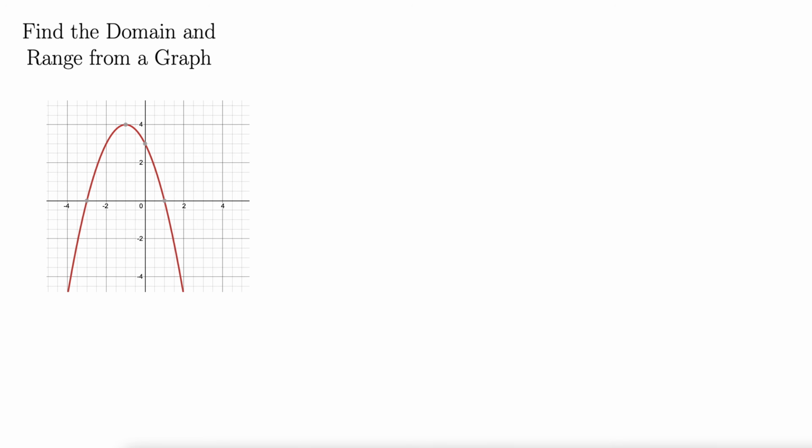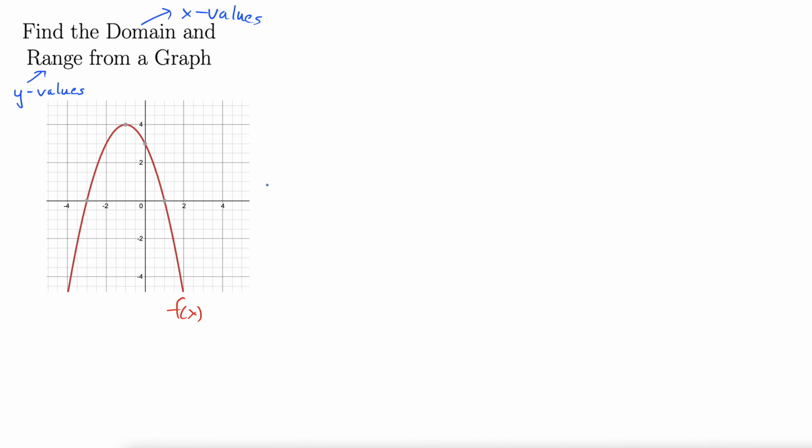Sometimes we want to find the domain and range of a function from a graph of the function. So here's a graph right here. We'll call this f of x. And remember that the domain is the x values, and the range is the y values. Okay, so we want to look at this graph, this function, and determine what are all the x values allowable in this function, and then what are the y values that come out as outputs.